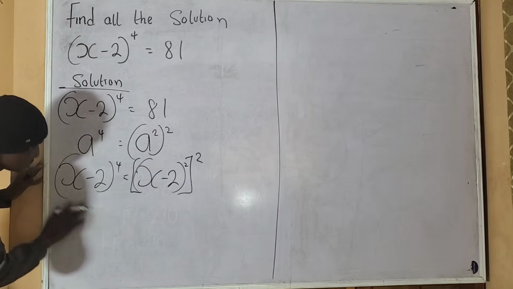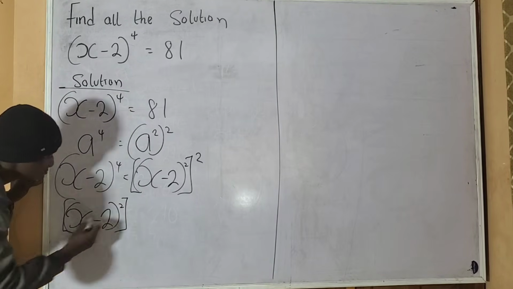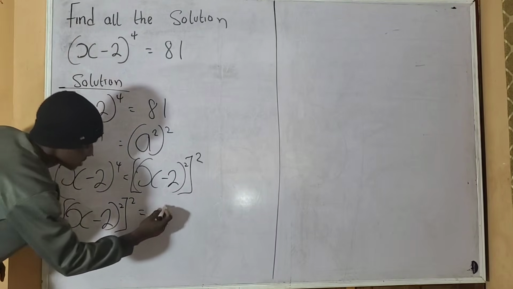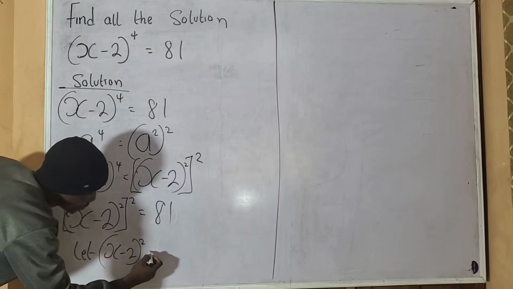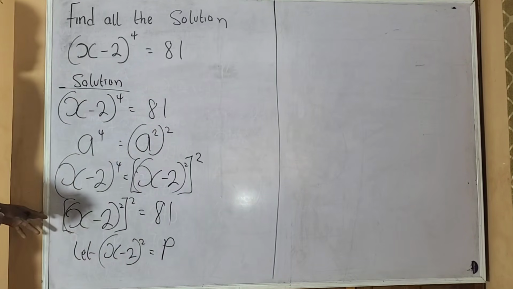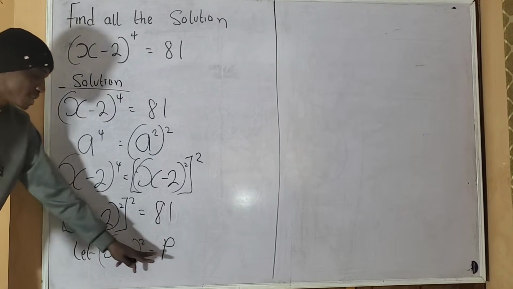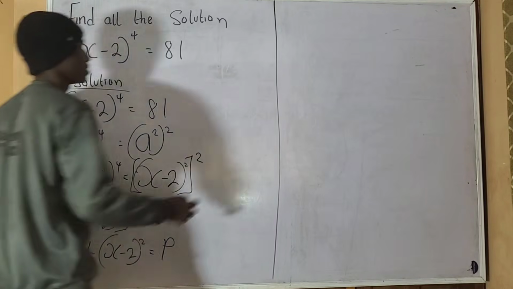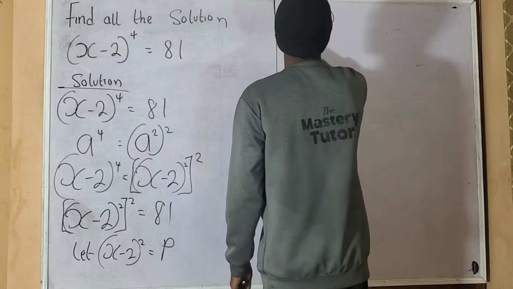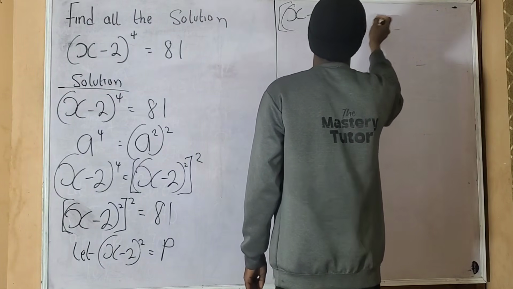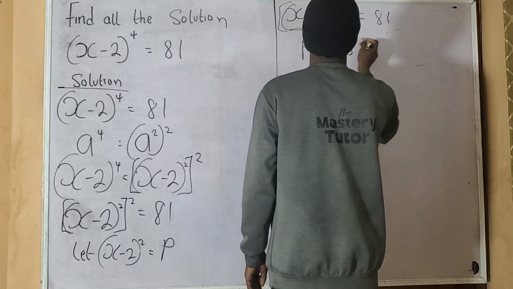So before we do this, let's quickly do it. I'm going to have ((x - 2)^2)^2 = 81, right? Now, let (x - 2)^2 = p. So whenever I see (x - 2)^2 in this equation, I'm going to replace it with p. So we have ((x - 2)^2)^2 = 81. Now I replace this with p, and I'm going to have p^2 = 81.